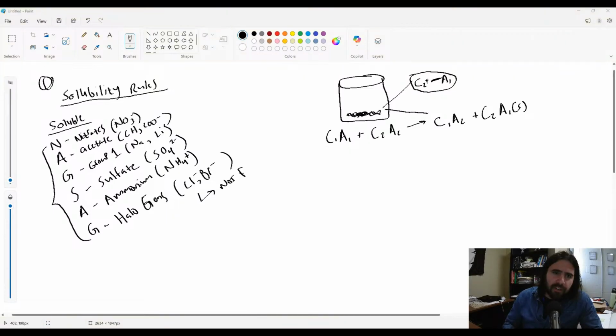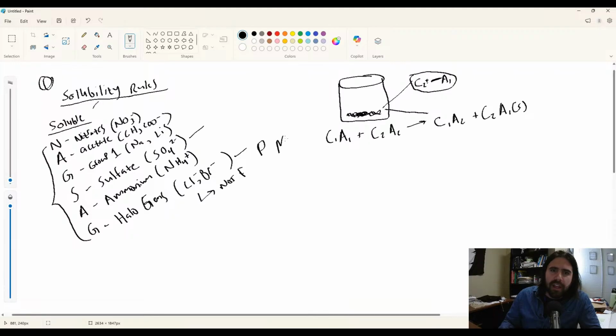Okay. Now there are some exceptions. Let's see if you can see them. There are some exceptions specifically for the sulfates and then for the halogens. So our first acronym is NAG/SAG. Our second acronym is for the halogens. These are things that when you put them in contact with the halogen, they're going to be insoluble. So halogens are soluble unless they run into the following acronym.